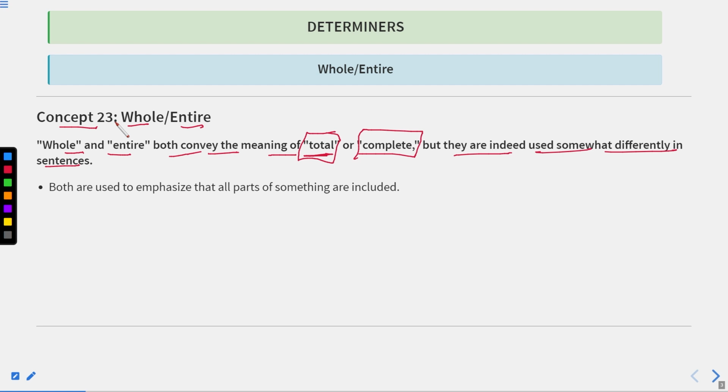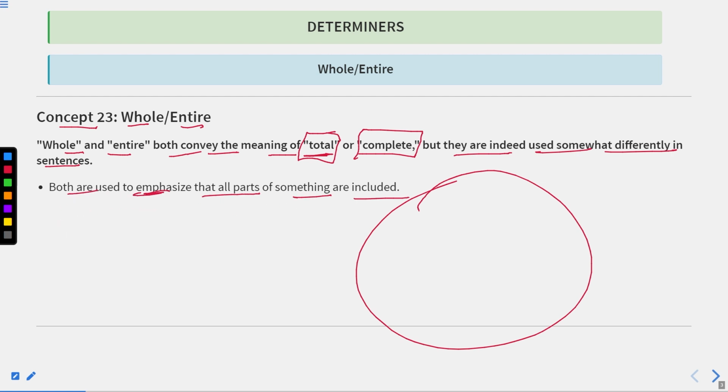For example, if we have to show the total of something or the total amount of something, we use the word whole or entire. Suppose I say the whole word, it means the entire word or the complete word or the total word. Whatever is covered in this word is whole. Entire is also used when we show the completeness of anything, or when we refer to the total of something. Both are used to emphasize that all parts of something are included.